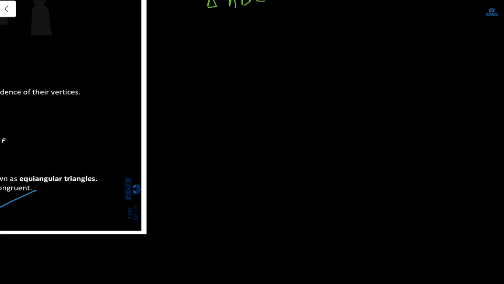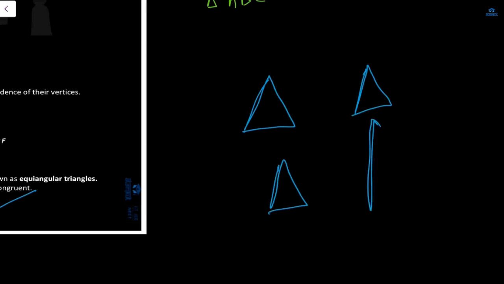Similar means their shape is similar. If this is a triangle, this is also a triangle with the same angles, but you cannot say that they are equal, one is big, one is small. These two triangles can be similar, but they cannot be congruent. Congruent means it should be properly equal. All the sides should be equal, all the angles should be equal. But here, sides are not equal in similarity. Only the angles are equal and the sides are in the same ratio.